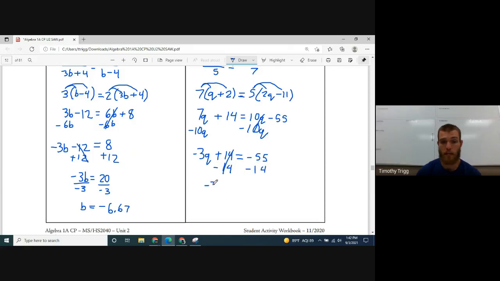That'll give us negative 3q on the left equals negative 69 on the right. Divide both sides by negative 3 to help us get q by itself. That'll give us that q equals negative 69 divided by negative 3. Remember, a negative divided by a negative gives us a positive, right? Just like a negative times a negative gives us a positive. So that's going to be 23 as our answer, positive.